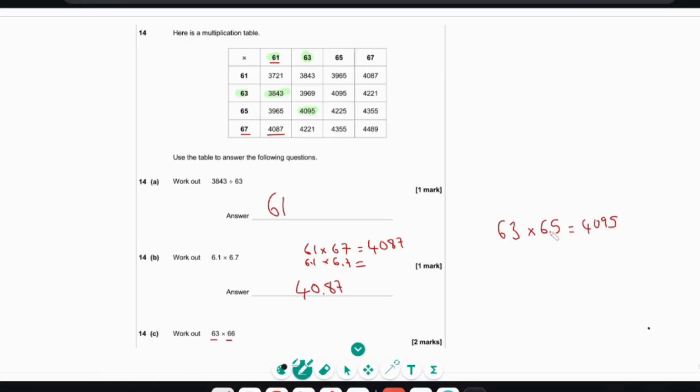So I've got 65 lots of 63. I want 66 lots of 63. I need to add another 63 to this. So 4,158.